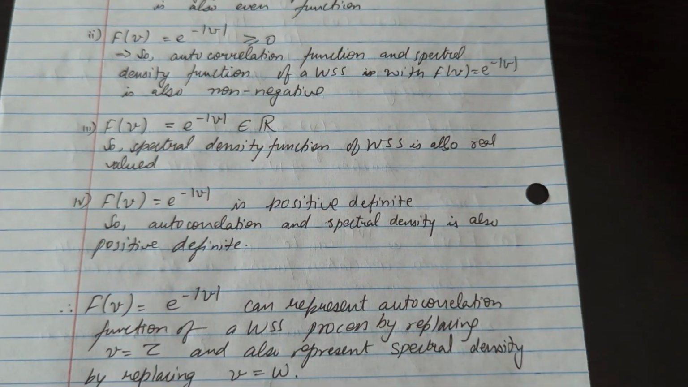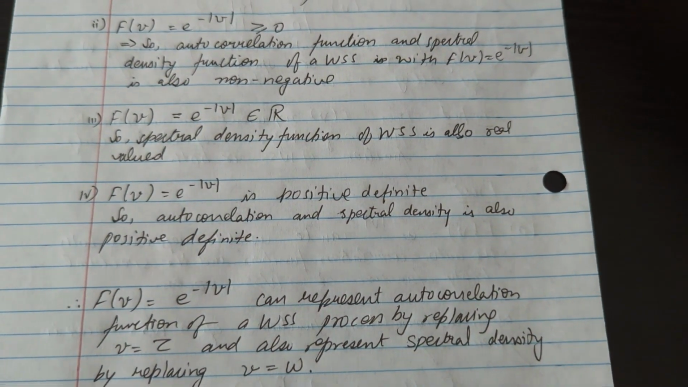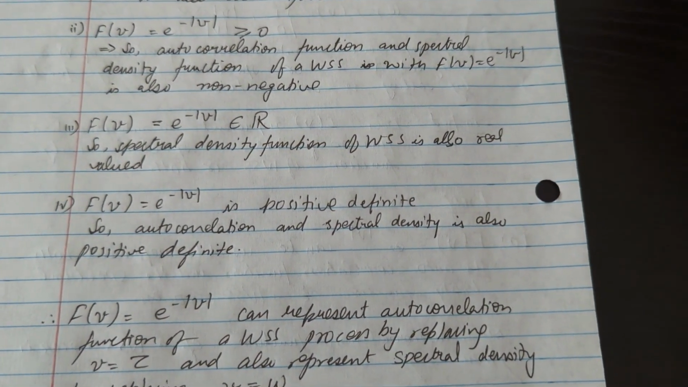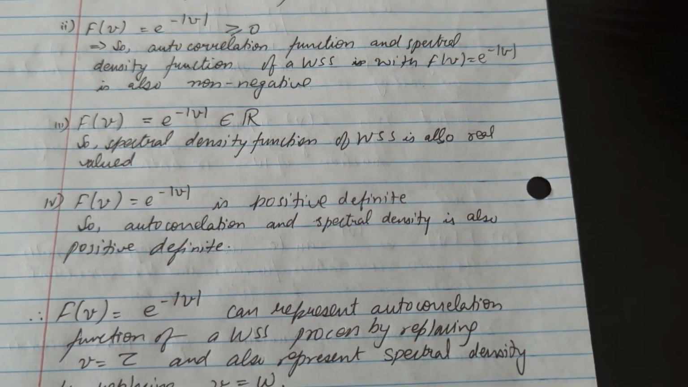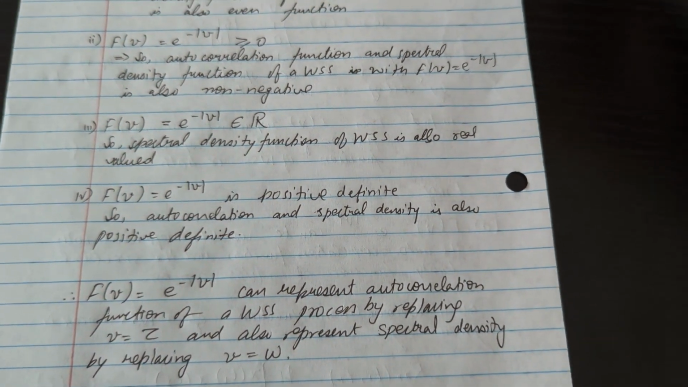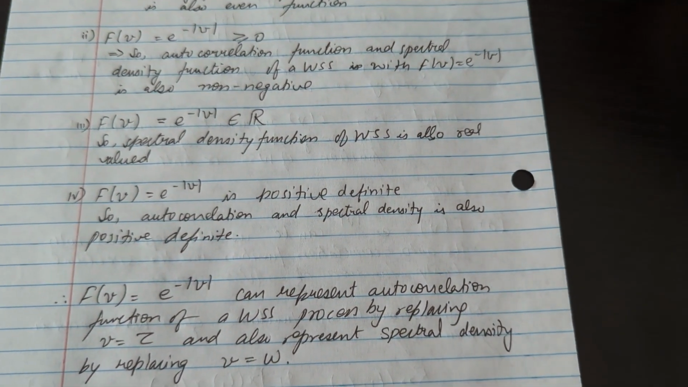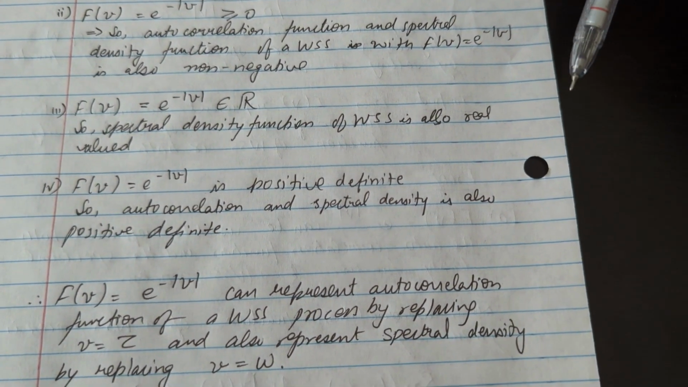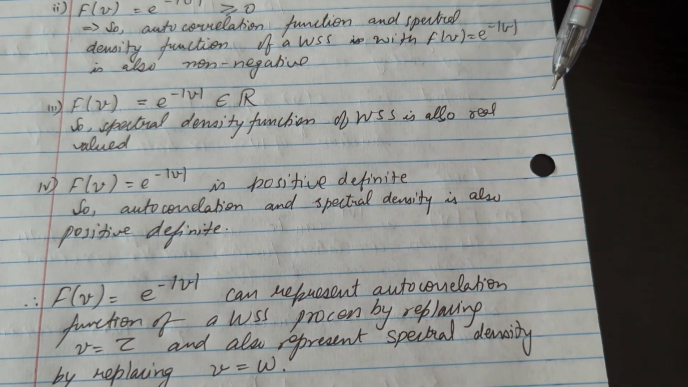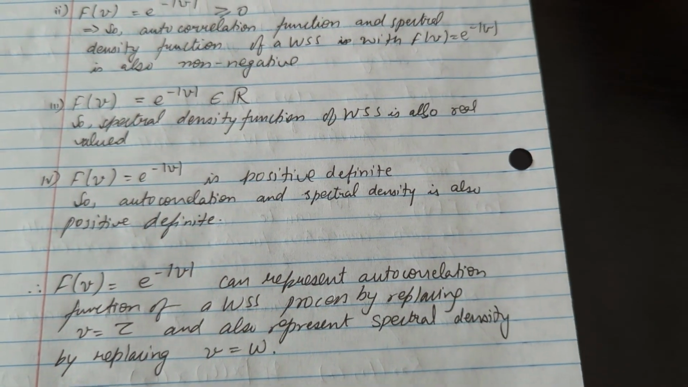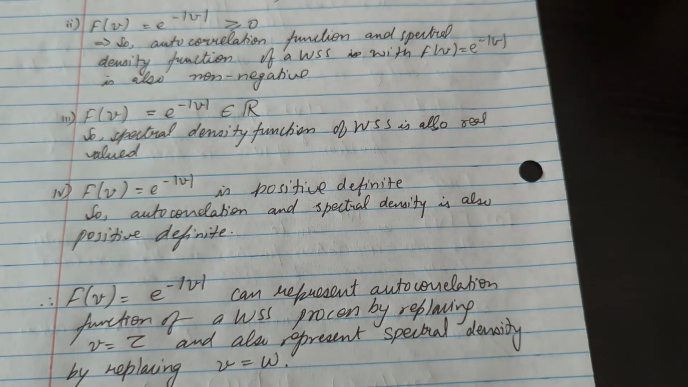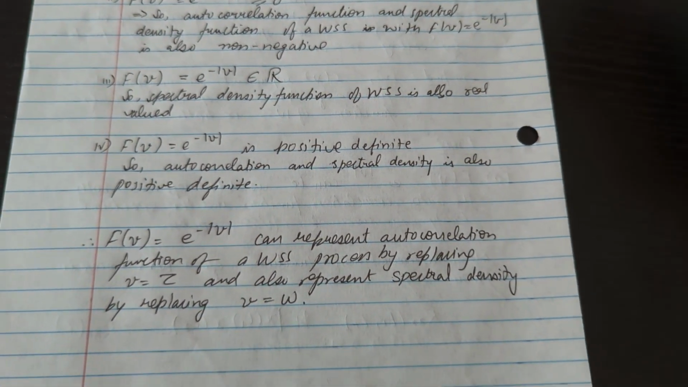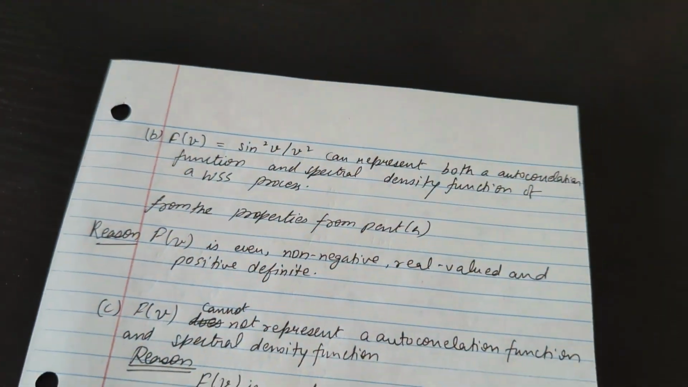Therefore, from the above properties which f(v) seems to satisfy, we can say that f(v) equals e to the power minus mod v can represent the autocorrelation function of a WSS process by replacing v equals tau, and also represents the spectral density function by replacing v equals omega.